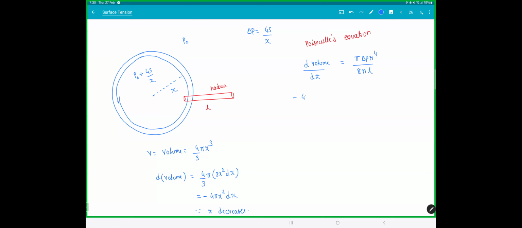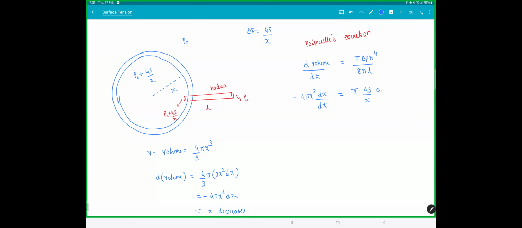So this is minus 4 pi x square dx by dt. This is pi delta P is 4S by x. I don't want the pressure inside; I want pressure inside minus pressure outside, the difference in pressure across the pipe. So here the pressure was P naught plus 4S by x, and here the pressure was P naught. That's the difference I want.